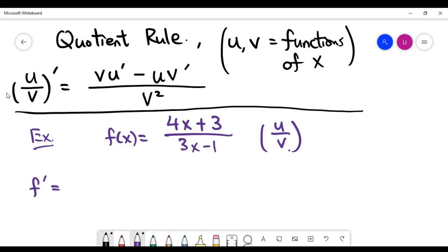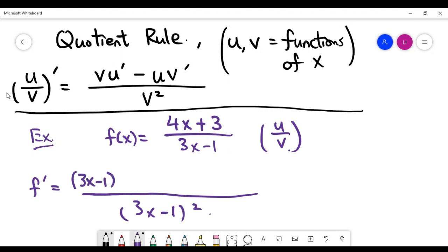To apply this formula to get the f prime, what we need to do is to write down the denominator as v squared. So I just take the square of the denominator. And for the numerator, we have to be slightly careful. The first term is v, which is the denominator. So I just copy it there. The second term is actually the derivative of the top. So the derivative of 4x plus 3 is actually just 4, right?